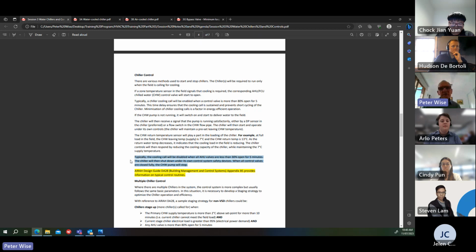Again, this is from DA28. Typically, the cooling coil will be disabled when all the air handling unit valves are less than 30% open for 5 minutes. The control system has to monitor this. If you've got this type of system, you'll have a DDC BMS system, so all this data can be looked at and decided when the chiller will shut down. If the control system disables the chiller, it sends a signal to the chiller to say, we don't need you anymore. The chiller will shut down under its own control system safety devices. And if all the control valves close, well, the pump will stop as well. It doesn't need to run.